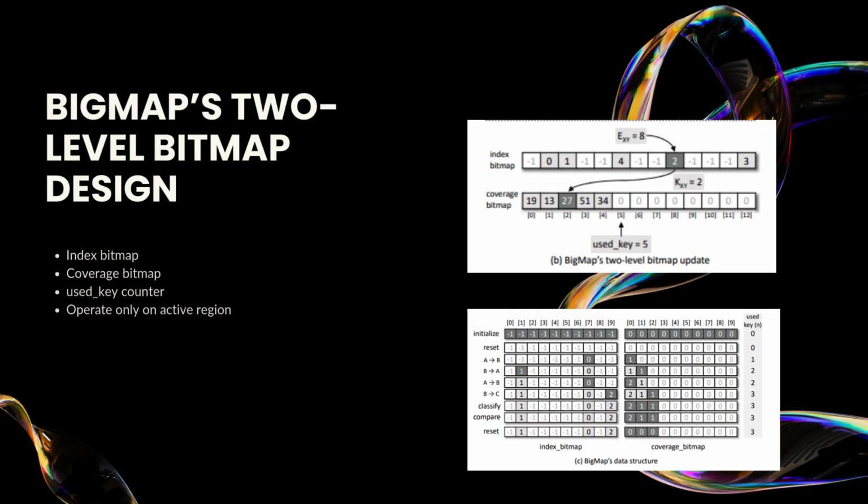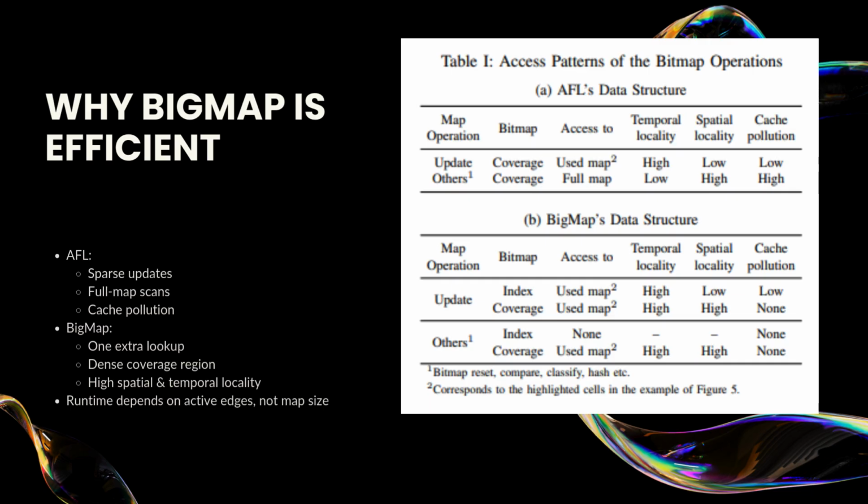So now that we understand how BigMap reorganizes the bitmap, the next question is, why does this dramatically improve performance at the hardware level? So why is BigMap efficient? The main reason is improved memory behavior. In AFL's original design, updates to the coverage bitmap are sparse. Edges are hashed to seemingly random locations across a large array. After execution, the fuzzer scans the entire bitmap to reset, classify, and compare it. This means large portions of memory are repeatedly accessed even though most entries contain zeros.